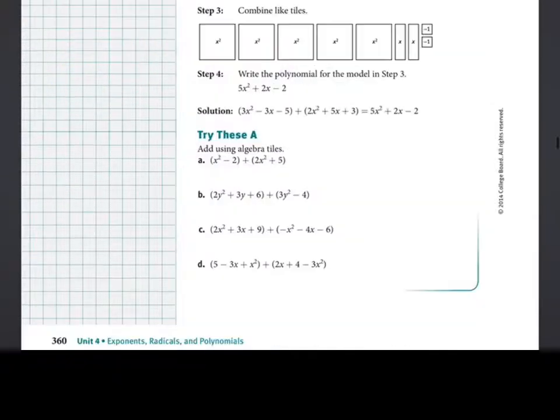So what I want you guys to do right now is try these ones. Try these right now on your paper. I'll walk around and help you guys, and then I'll throw the answers up so you guys can check.